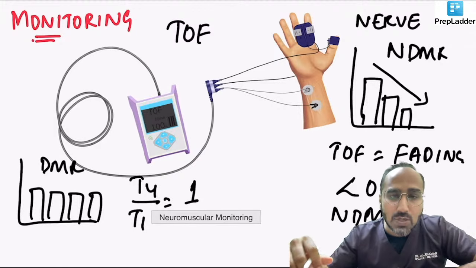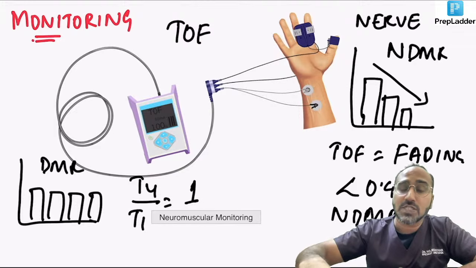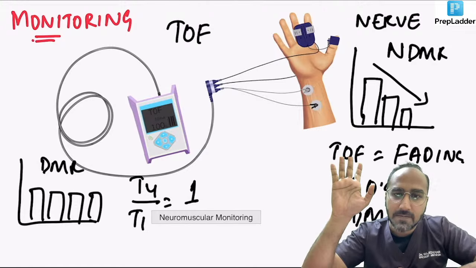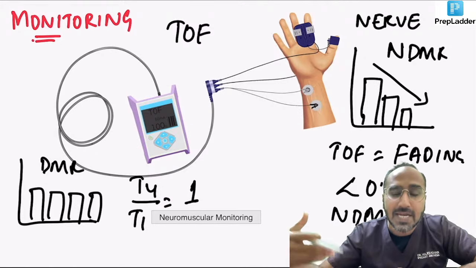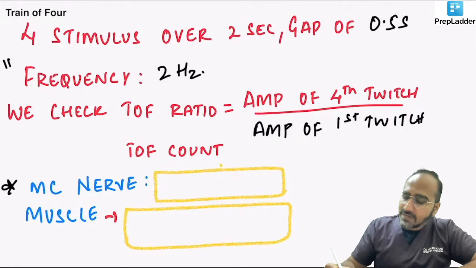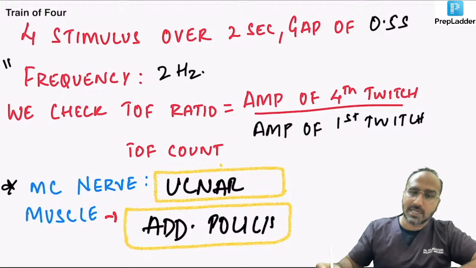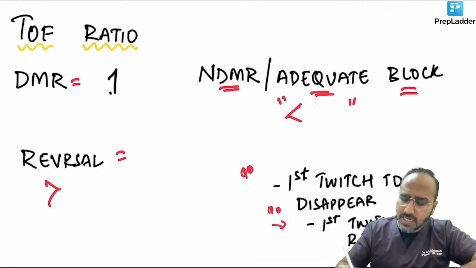If someone asks you, after receiving a muscle relaxant, which is the first twitch to disappear? Come on, guys. T1 or T4? First will come, second will come, third will come, and the first twitch to disappear is the 4th twitch. And which is the first twitch to reappear in the case of recovery? It is always T1. So the most common nerve used over here is the ulnar nerve, and the muscle is adductor pollicis. Now, if someone asks you the train of 4 ratio, remember in depolarizing it is always 1.